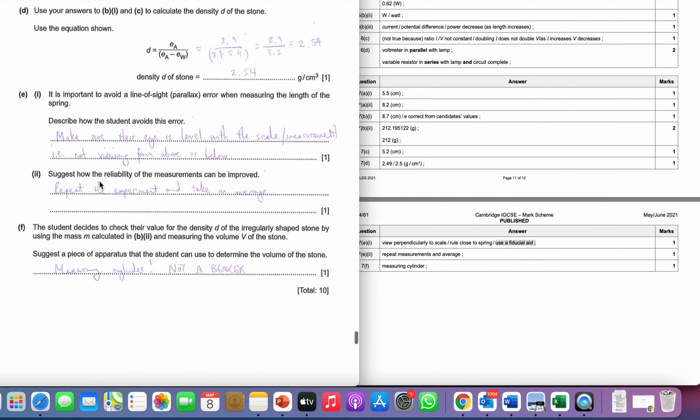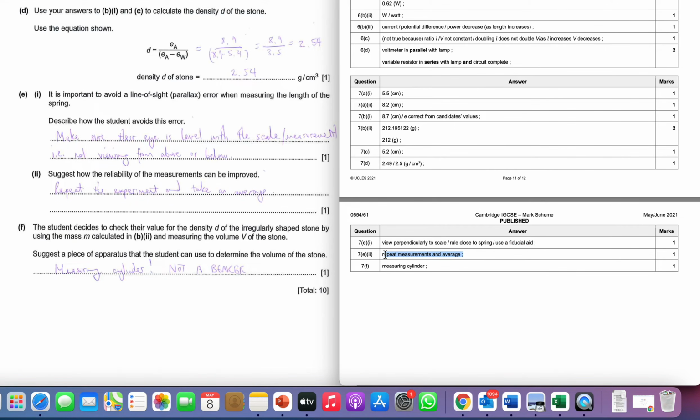So if you're ever asked about reliability, I'd say 9 times out of 10, maybe even 99 out of 100, you're being expected to talk about repeating experiments and taking an average. You notice they want both of those points in the mark scheme, not just repeat, not just average, but repeat and average.